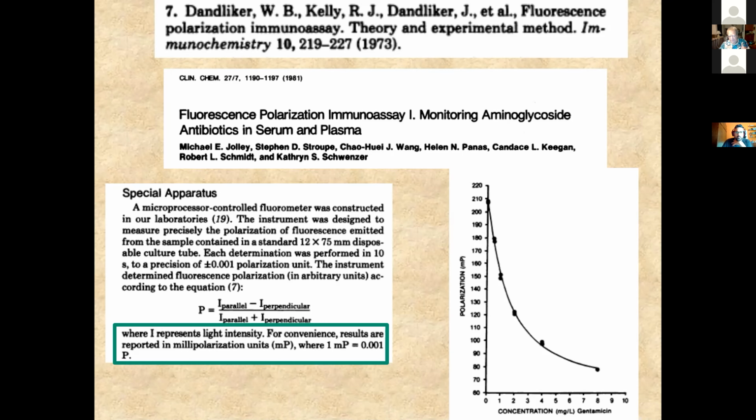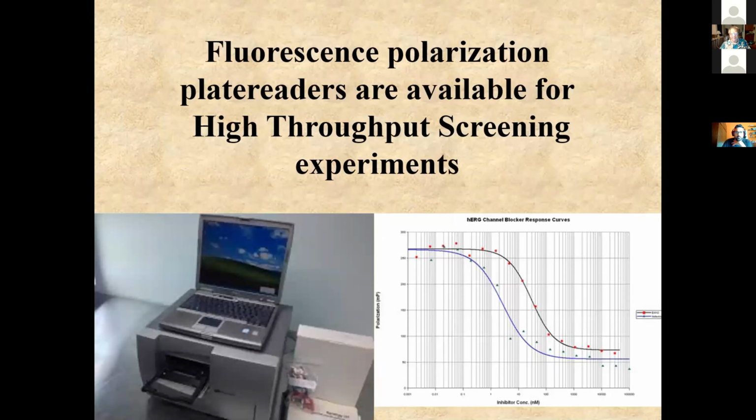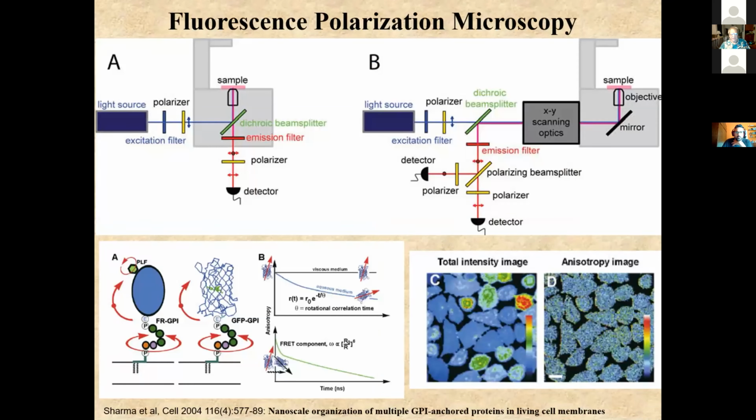Or milli-anisotropy units, but this is very common in clinical chemistry. And you have high throughput polarization plate readers now, and even there, as you see on the screen, they're displaying millipolarization units. You can even do fluorescence polarization microscopy. I don't think we're talking in this course about that. And there are some technical issues because of numerical aperture effects. We won't go into that, but some people have done this. Here we see an anisotropy image where they're looking at different circumstances at the polarization or anisotropy of GPI-anchored proteins in cell membranes, but it's not so common.